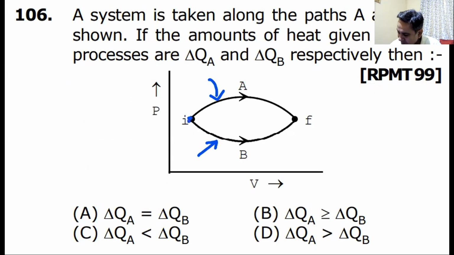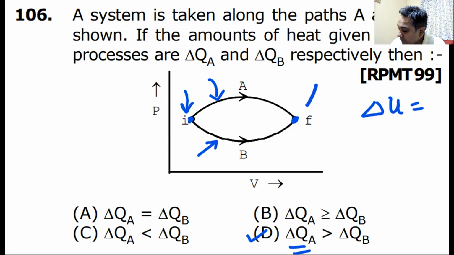This one is the initial stage. This one is the final stage. Can I have your answers? And the answer is 4. Why is the answer 4? In both the processes, delta U is the same because it is going from one stage to the second stage. Delta U does not depend on the path. So delta U is the same.